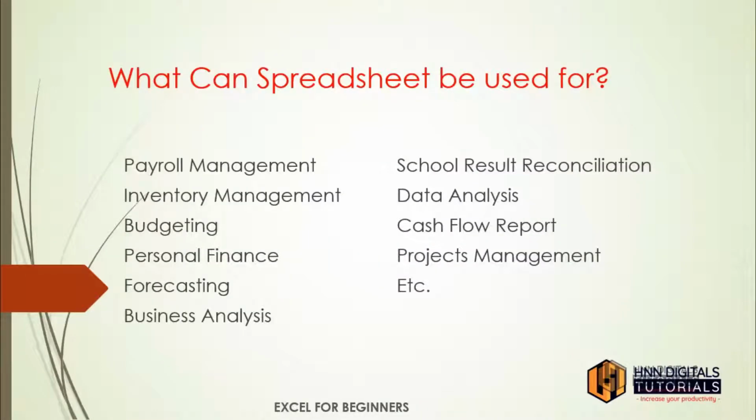Then what are the things that Excel can be used for? Excel can be used for spreadsheets generally. It can be used for payroll management, inventory management, budgeting, personal finance, forecasting, business analysis, and school results. Schools make use of it. It is a program that can be used in different industries: the building industry, the hospital industry, finance, banking, and education. Everybody can make use of Excel. All you have to do is know how to use it, then you can always find your way around it.